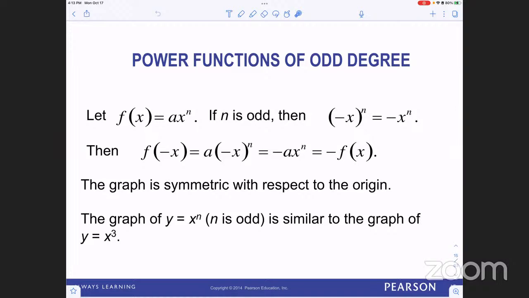And so the graph of a power function where n is odd is going to be similar to the graph of y equals x cubed. So x cubed almost is like an S shape. It's going to go up to the right and down to the left, right? So our power functions with odd degree are going to behave in a similar fashion to this, okay?